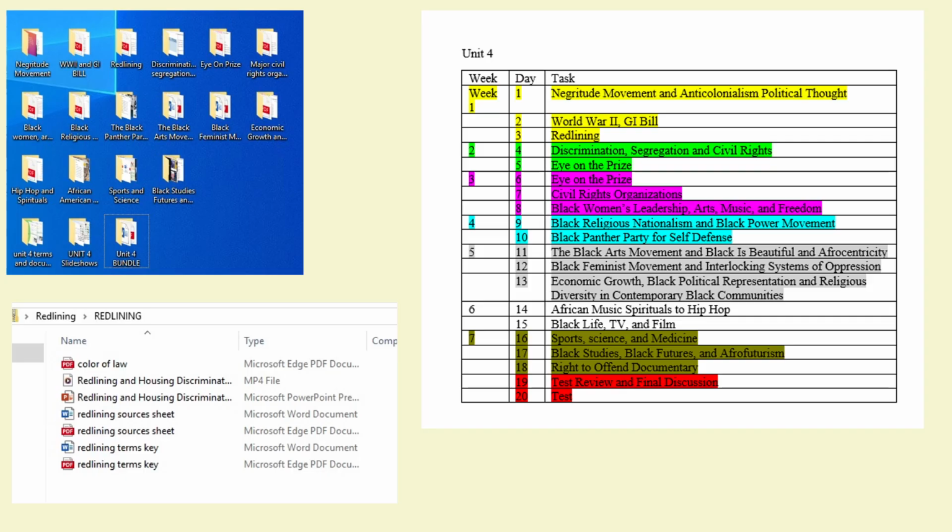Here we are using the sample files from Unit 4. We're looking at the lesson on redlining, which is located in the PACE sheet. And then the files that you get, you always get a video explaining the PowerPoint. You get a terms worksheet as well as a source worksheet, which will be explained on the next slide.